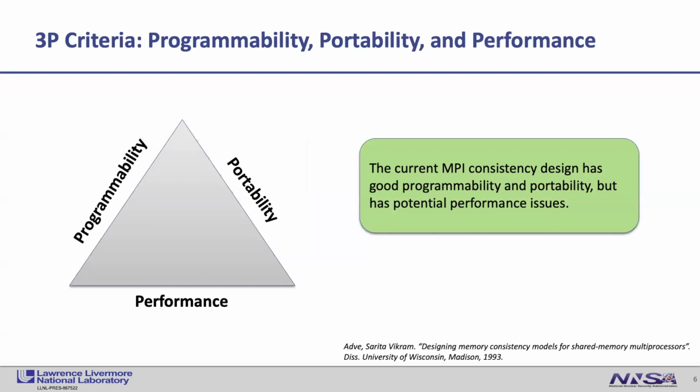So when you look at a new consistency model, or when you try to assess existing consistency models, we can use the 3P criteria: programmability, portability, performance. If you look at the MPI consistency model, that's pretty good. It gives you good programmability, it's very easy to use, and also gives you very good portability. It works on all systems that are supported.